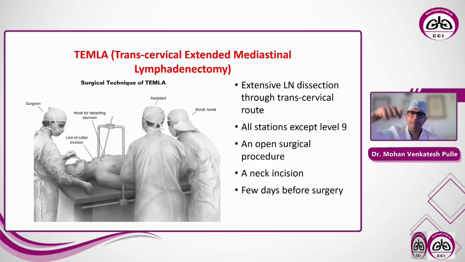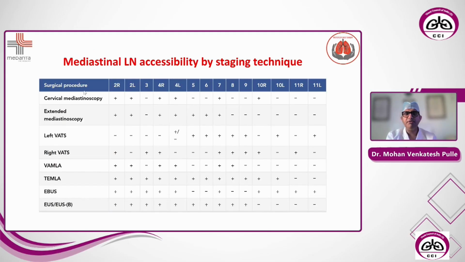The sternum will be lifted up, and then the surgeon does extensive lymph node dissection, starting from the highest mediastinal to the level 10 lymph nodes. Usually it is done a few days before the surgery, and once the lymph node report comes, they can plan the definitive surgery. So this is how the mediastinal lymph nodes are accessible by the staging techniques. With conventional cervical mediastinoscopy you have the upper and lower paratracheal, right and left, and you can do the 10R in some cases, and then the subcarinal lymph nodes, level 7.